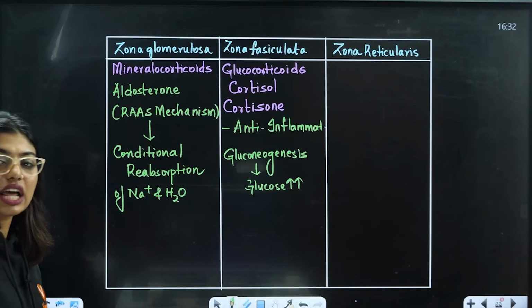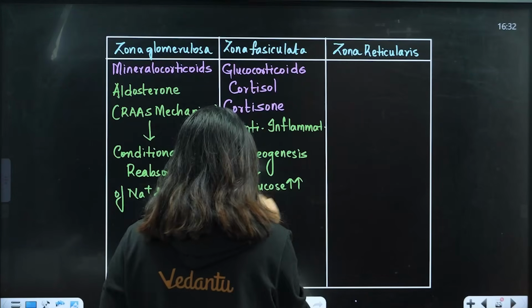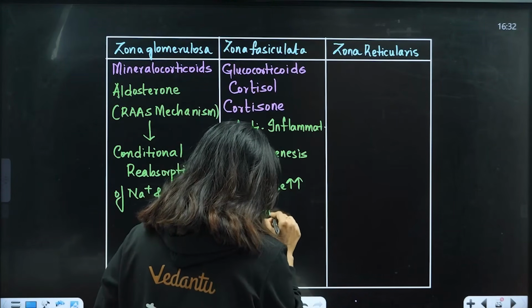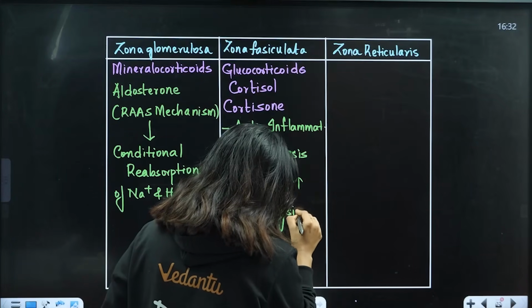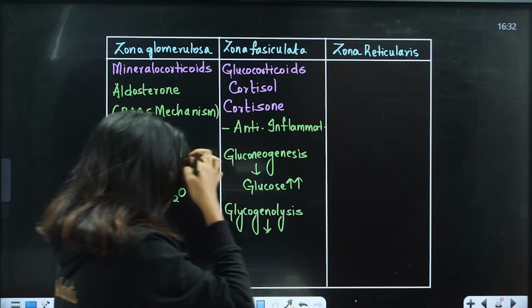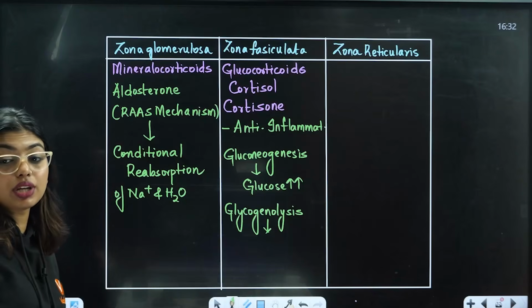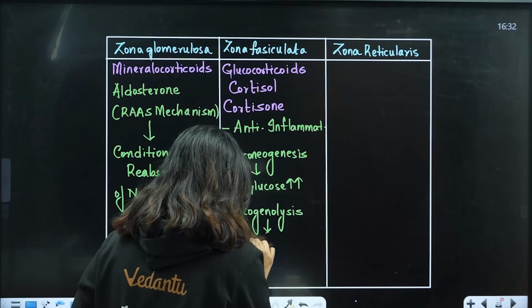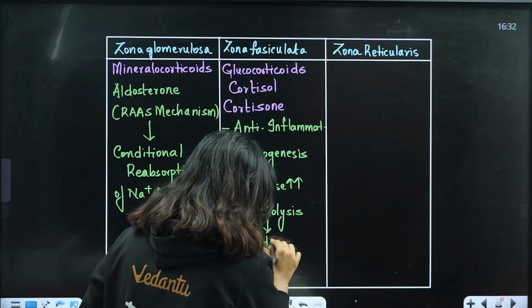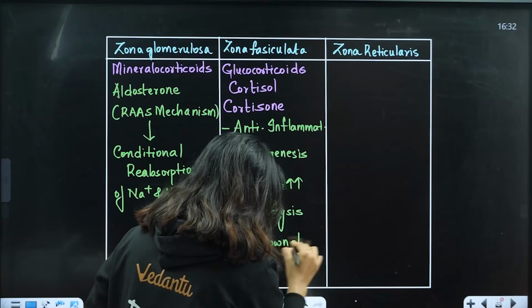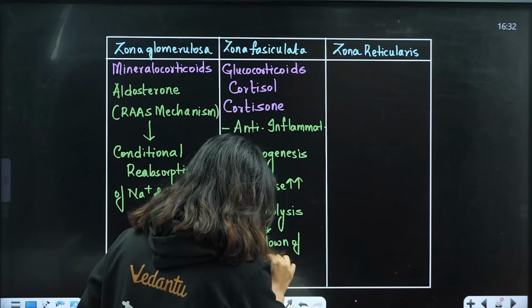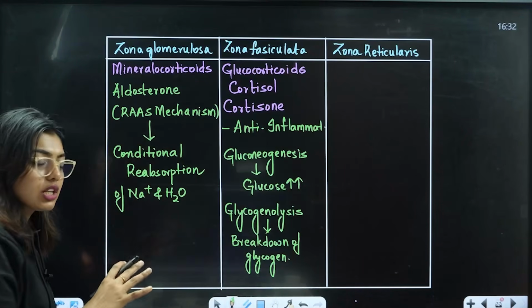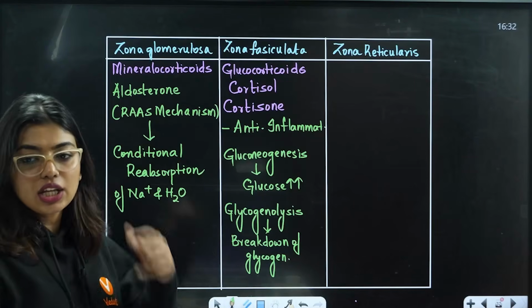Then we have glycogenolysis. Lysis means what, students? Breakdown, ma'am. Correct, breakdown. So what am I breaking down here? I am breaking down the glycogen to produce glucose. So breakdown will happen. Other than that, whatever function is mentioned in NCERT, you also have to study. There is no excuse for that.